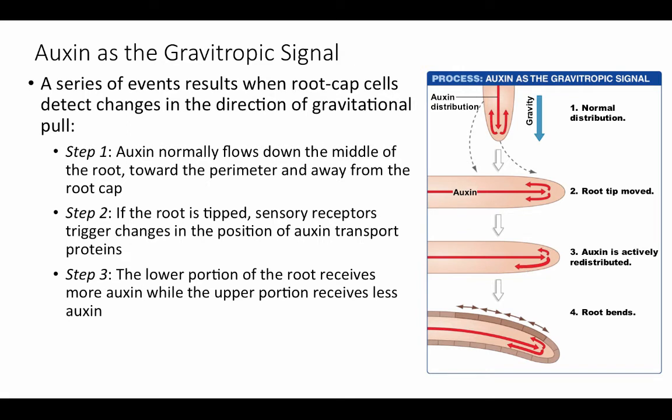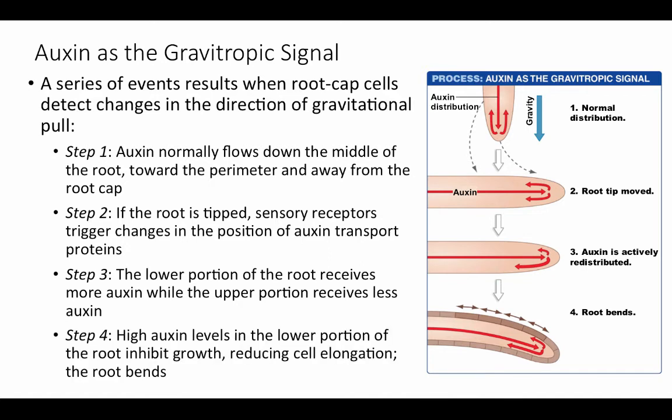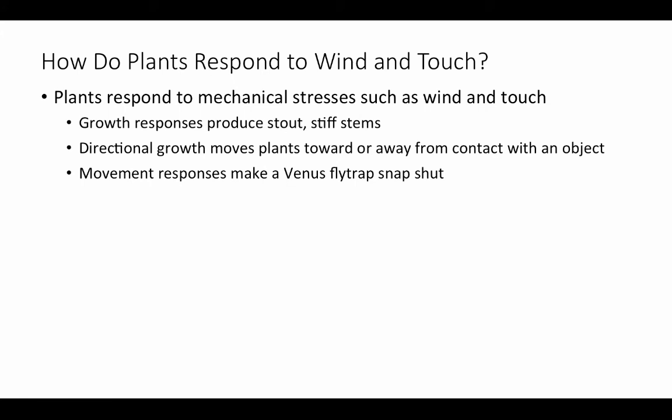And so this is the tricky thing that you need to remember, is that these hormones are going to have different effects in roots than they do in stems. And a lot of times it will be the exact opposite effect. So in the case of roots, high auxin levels inhibit growth, whereas low auxin levels promote elongation. The upper portion that's getting less auxin is going to elongate, the other side is going to shorten, causing that root to bend downward.